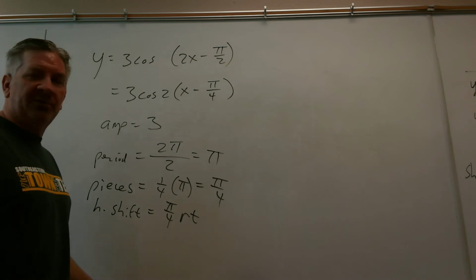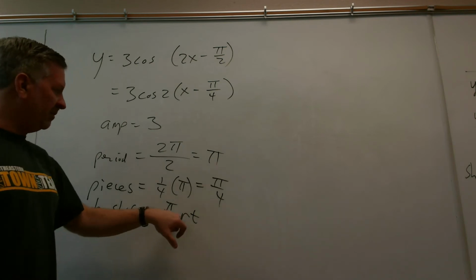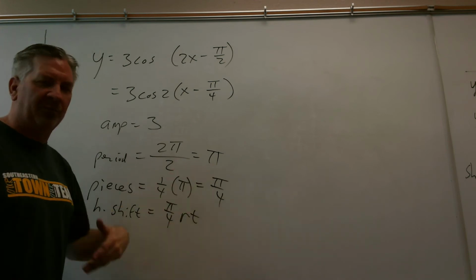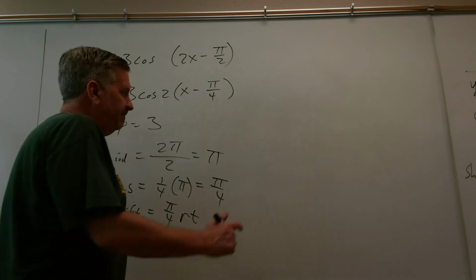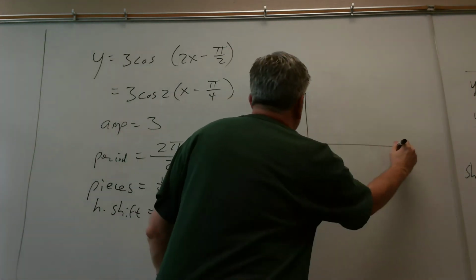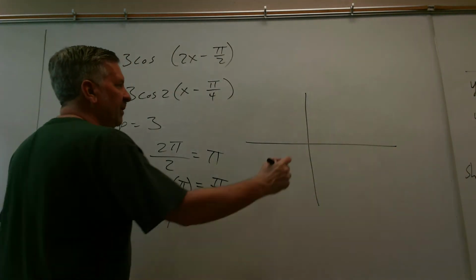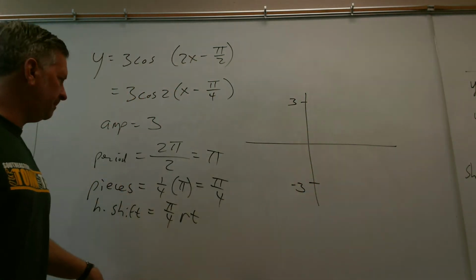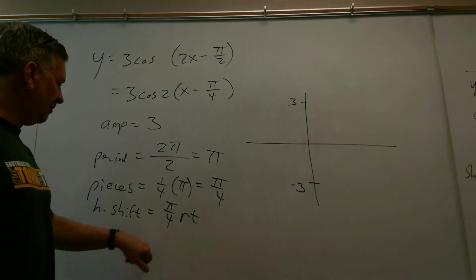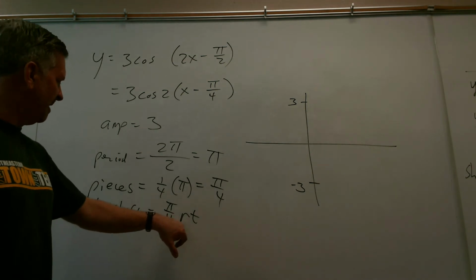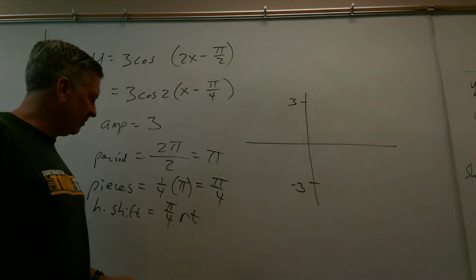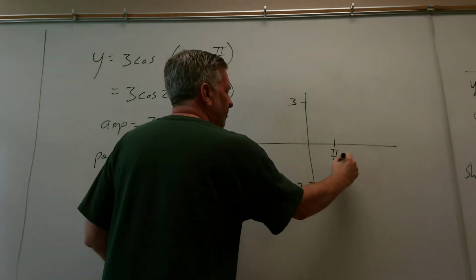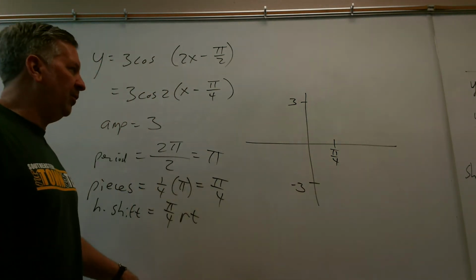Now we're ready to sketch the graph. Notice the horizontal shift and the pieces are exactly the same here, so we don't have to leave ourselves a lot of room. The amplitude is 3, so the range is from -3 to 3. We have a horizontal shift of pi over 4 to the right, which is the same as the pieces calculation. So I'm going to move a reasonable amount to the right, pi over 4. So that's my new starting point.